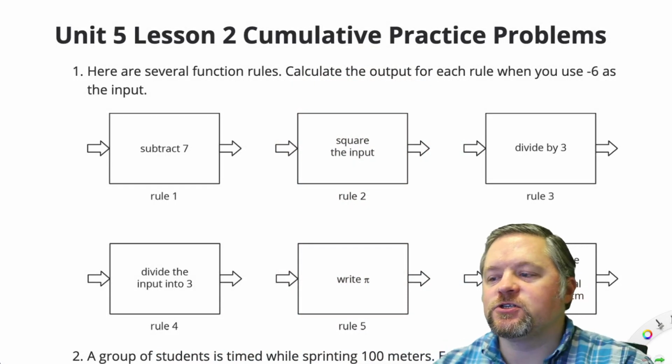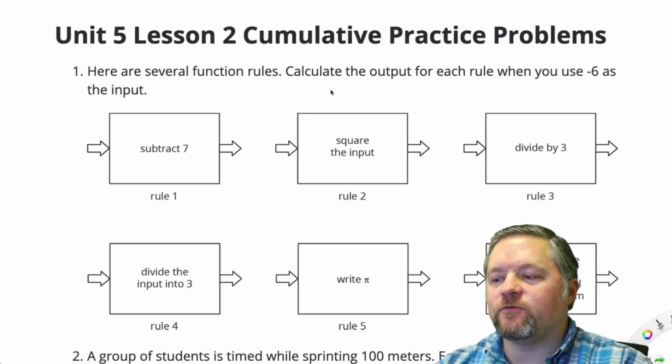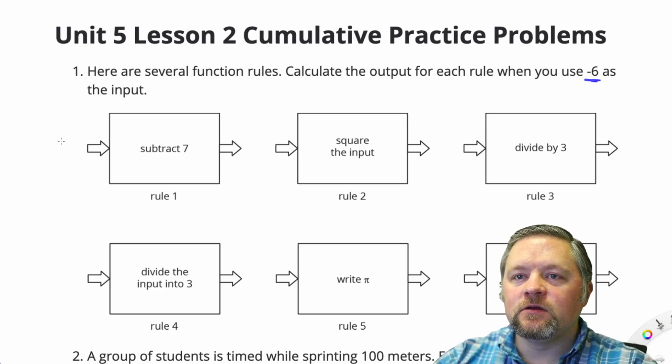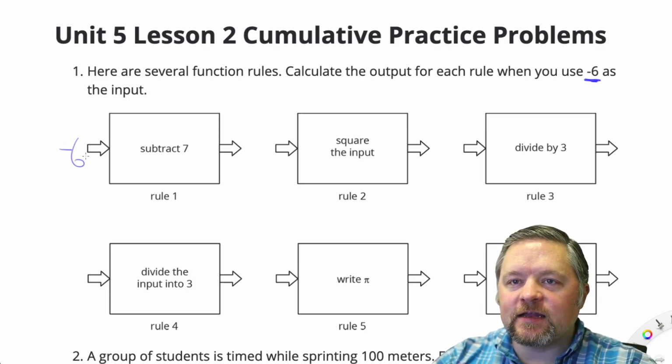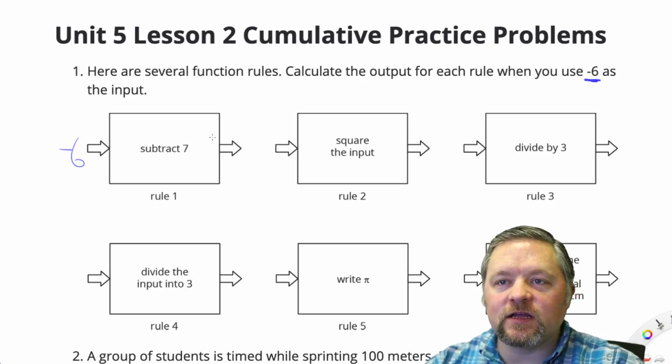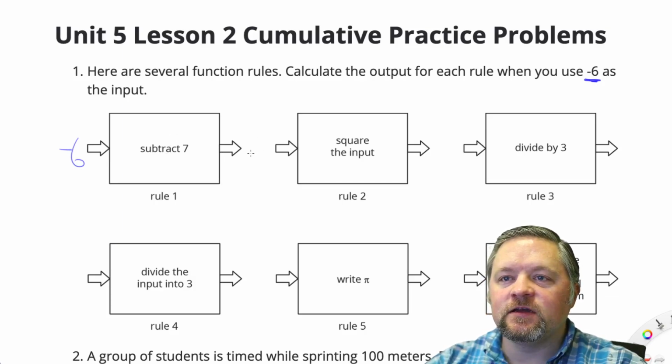Our first question here says, here are several function rules. Calculate the output for each rule when you use negative 6 as the input. So if we input negative 6 and then subtract 7, what do we get out? Well, negative 6 subtract 7 is negative 13.